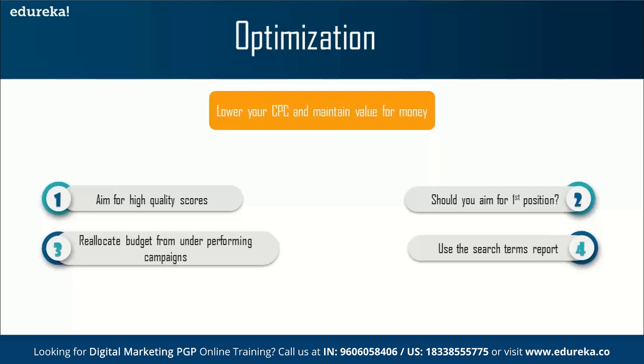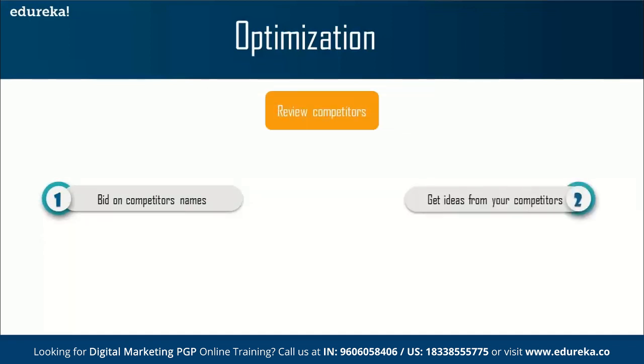Then reallocate budgets from underperforming campaigns. Remove underperforming campaigns or pause them, and reallocate that same budget. Use search term reports. Last point, review competitors and bid on the competitors' names. So if I am Walmart, I would probably bid on my competitor Best Buy's name. So you can also do that. Get ideas from your competitors.